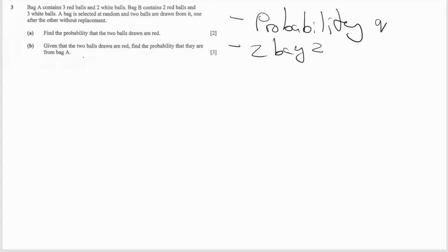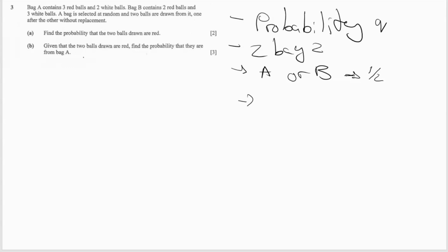So we have 2 bags here that have different numbers of white or red balls, right? And a bag is selected at random. So we're going to select one bag at random, right? So we know that we're going to select either bag A or bag B. These have an equal chance of being selected, so selecting bag A or bag B is a probability of 50%.